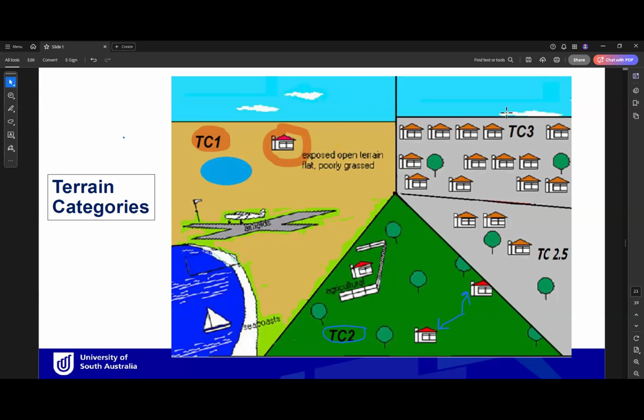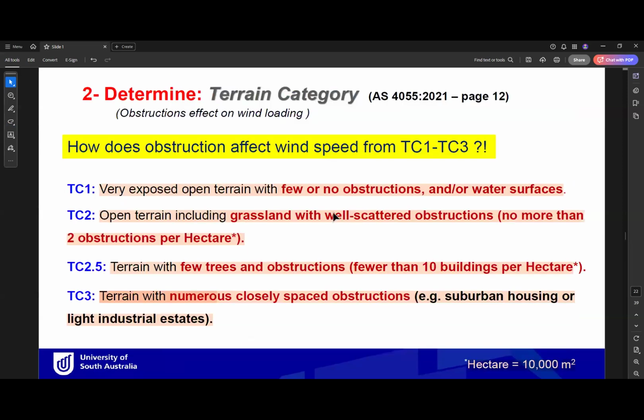TC3, as you can see here, TC3, you have very closely spaced buildings around your building. So this is like normal cities or cities and light industry areas. So this is step number 2, which is finding the terrain category based on how many obstructions are around your building.